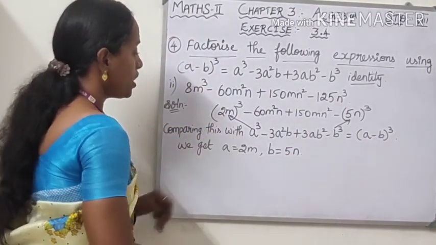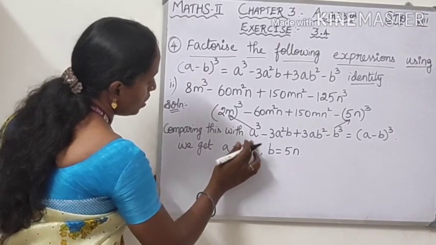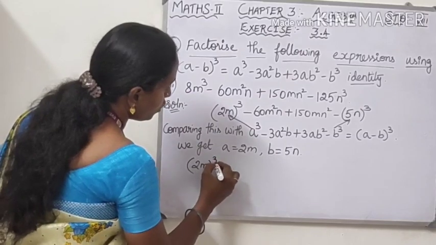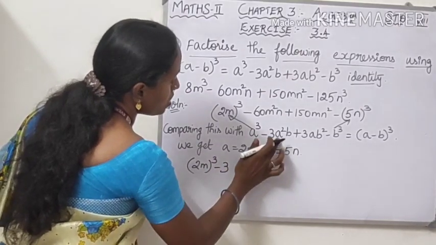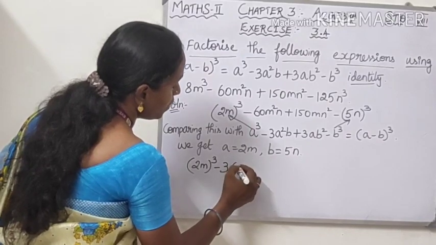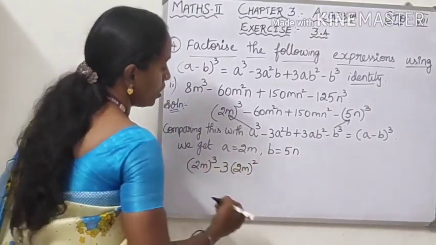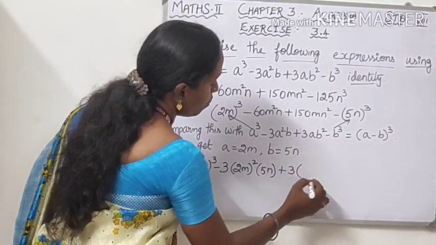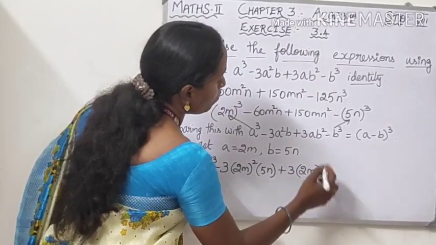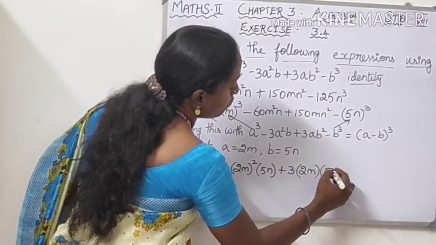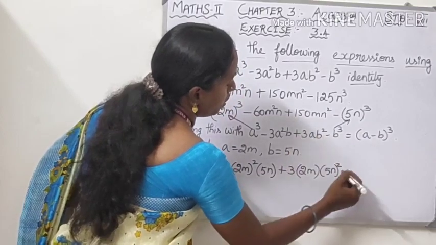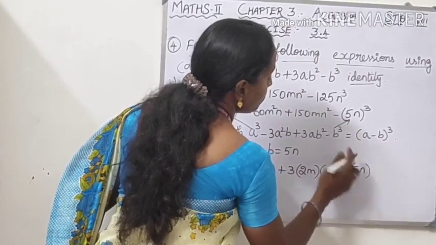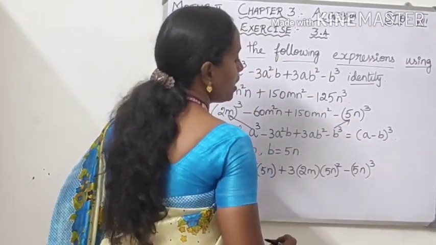Now write this expression as, what is here? a cube. So what is the value of a? It is 2m the whole cube minus 3. What is a square value? The a value is 2m. Since it is square, you can write 2m the whole square, and the b value is 5n, plus 3. What is the a value? It is 2m. And what is the b value? It is 5n. 5n the whole square, since it is square, minus, what is the b value? It is 5n. And the power is 3, so you can write 5n the whole power 3.